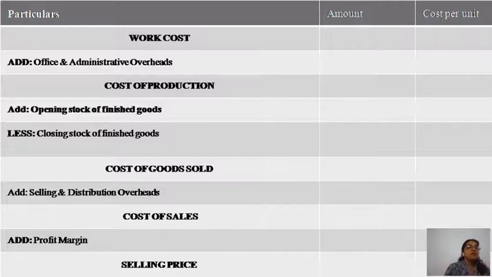Now to this we add the selling and distribution overheads. What we get is cost of sales, also known as total cost. We add the profit margin and what we get is selling price. Now in the first slide, if you remember, there was one objective of cost sheet, that is fixation of selling price. So here we can see how I fix the selling price.